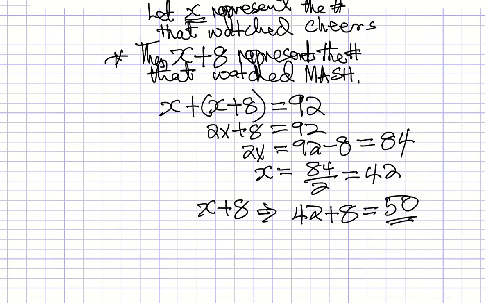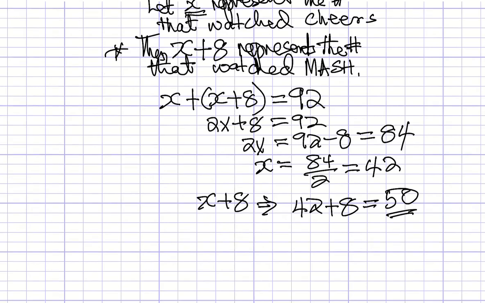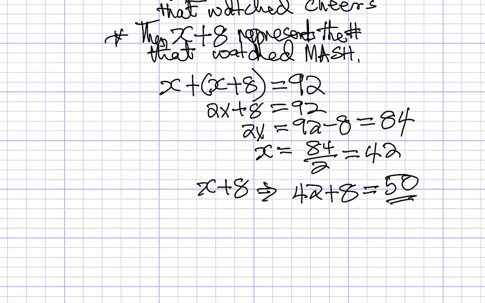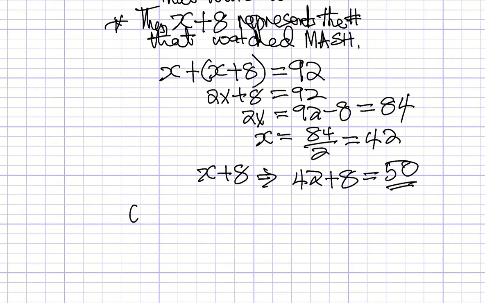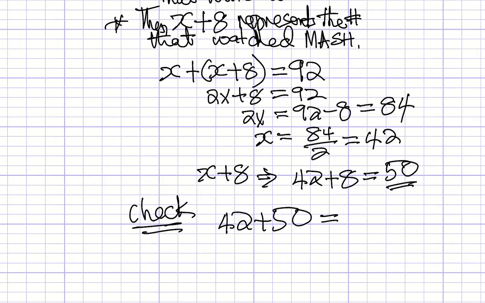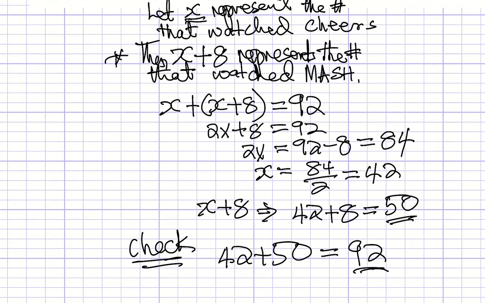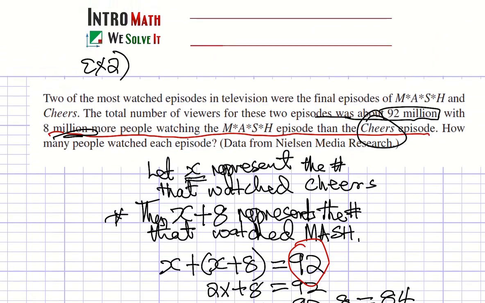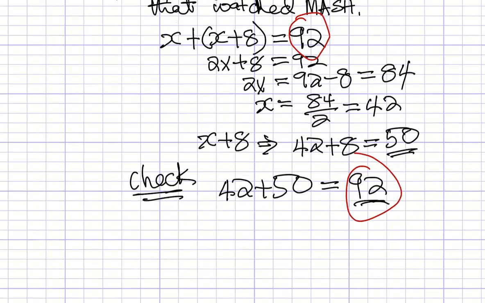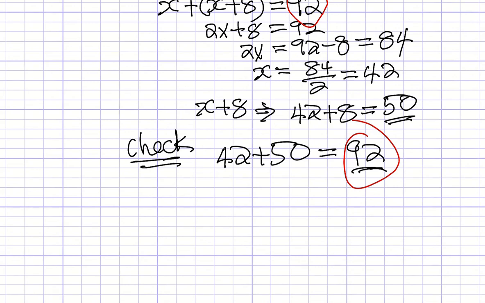That's 50 million, but we'll come to that a little later. So there were 42 million people that watched Cheers, because these are in millions, and then 50 million watched MASH. Now, to check it, that's the only thing we can do. If you check it, 42 plus 50, what does it combine to? It combines to 92. You see that it checked out, 92 here, 92 here. So these are in millions, instead of adding 0s.